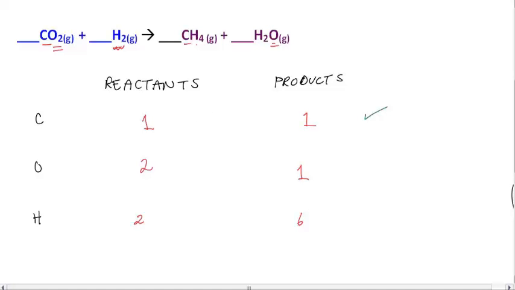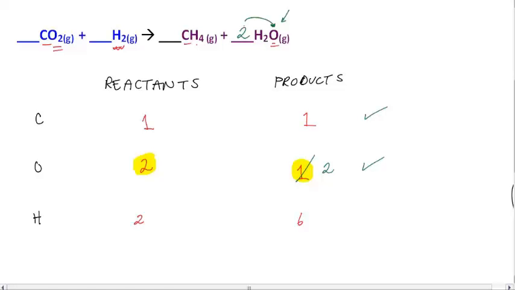Oxygen, however, you'll notice is not all set. I've got 2 oxygens in the reactants, but only 1 in the products. So I need to find a way to get 1 more oxygen atom into the products. H2O is the molecule that's got oxygen in it. So if I double the number of H2O molecules, if I put a coefficient of 2 in front, then that means I now have 2 oxygens. So that's all set.